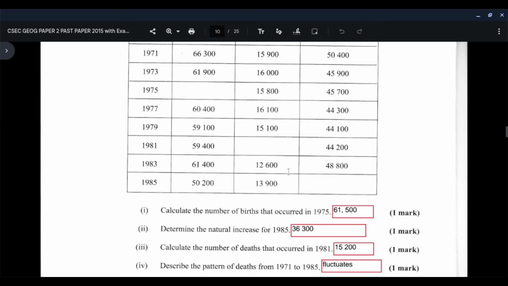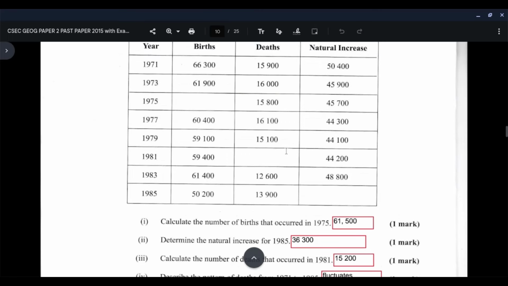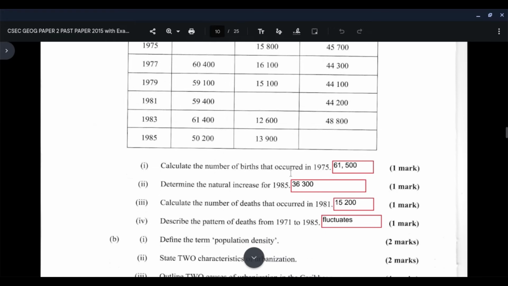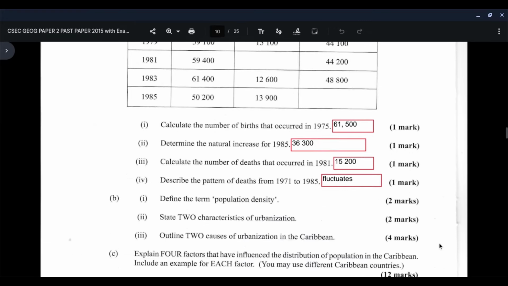Now part 4 asks that we describe the pattern of death from 1971 to 1985. If you look at the pattern of death, which is here, you realize that the death rate fluctuates, meaning it was low here, then it increased, then it drops, then it increased, then it drops. So once you look at that, you know that it fluctuates. That's 1 mark.